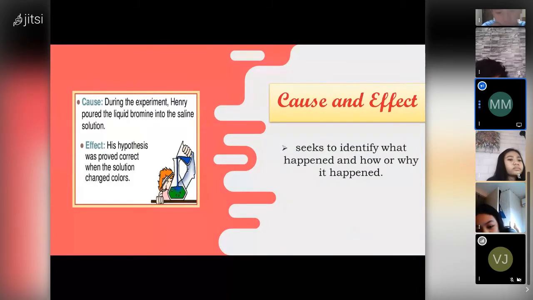Actually, this is science. I'm not familiar with the terms. Okay, we will have another example na lang. How about, for example, you identify which is the cause and which is the effect.